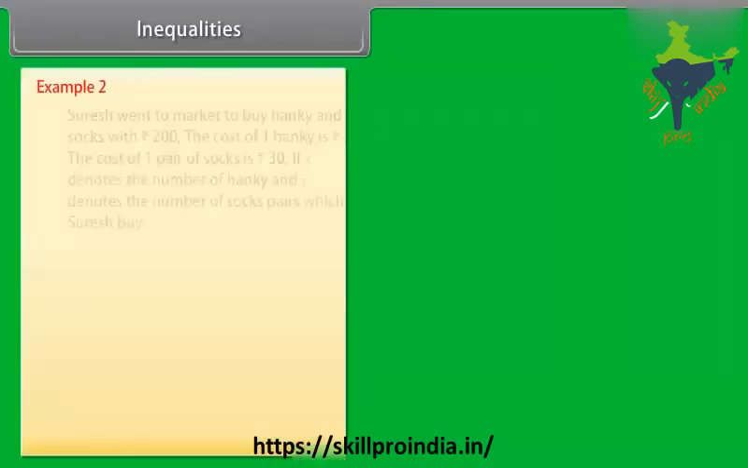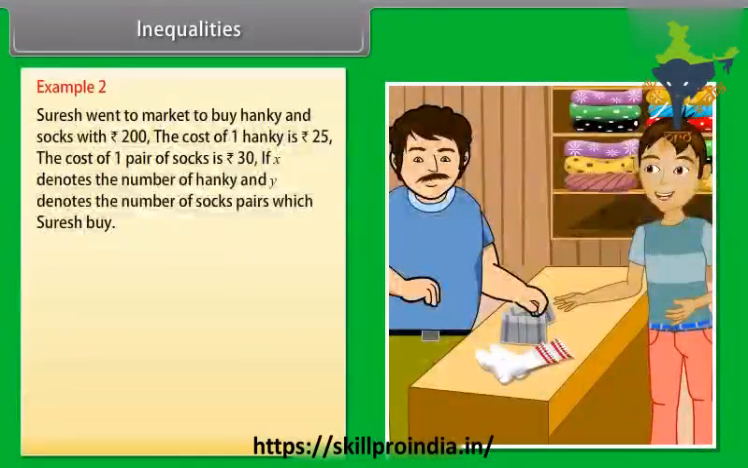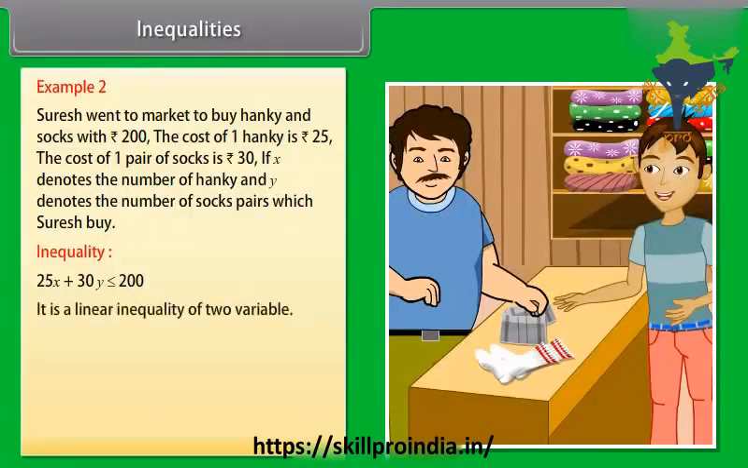Example 2. Suresh went to market to buy hanky and socks with rupees 200. The cost of one hanky is rupees 25. The cost of one pair of socks is rupees 30. If x denotes the number of hankies and y denotes the number of pairs of socks which Suresh buys, then we can represent the above statement in inequality form as 25x plus 30y less than or equal to 200. It is a linear inequality of two variables.